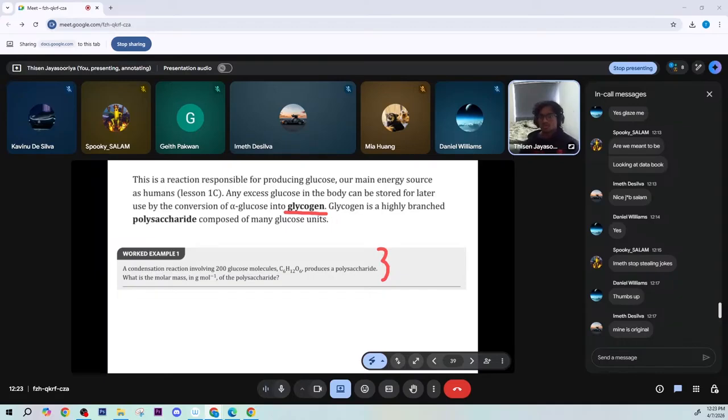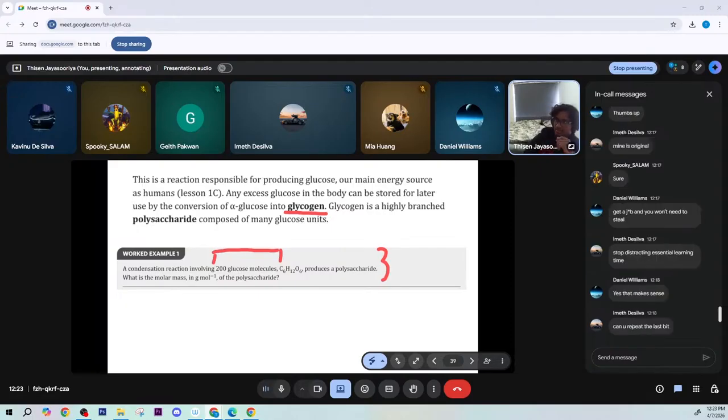With 200 glucose molecules, how many glycosidic links should we form? I want to see if anyone can logic this out. Because for every two glucose molecules, we should form one glycosidic link. So how many glycosidic links or ether links are formed with 200 glucoses all bonded together as a polysaccharide? If I don't get an answer, I'll pick on someone.